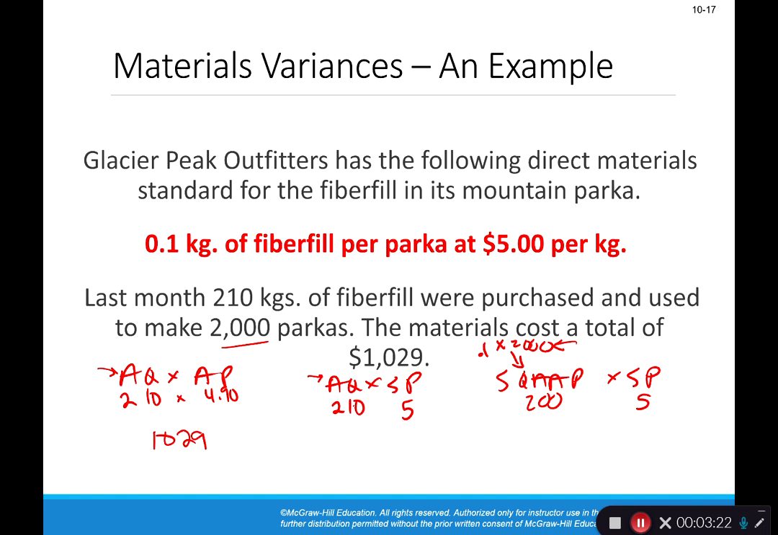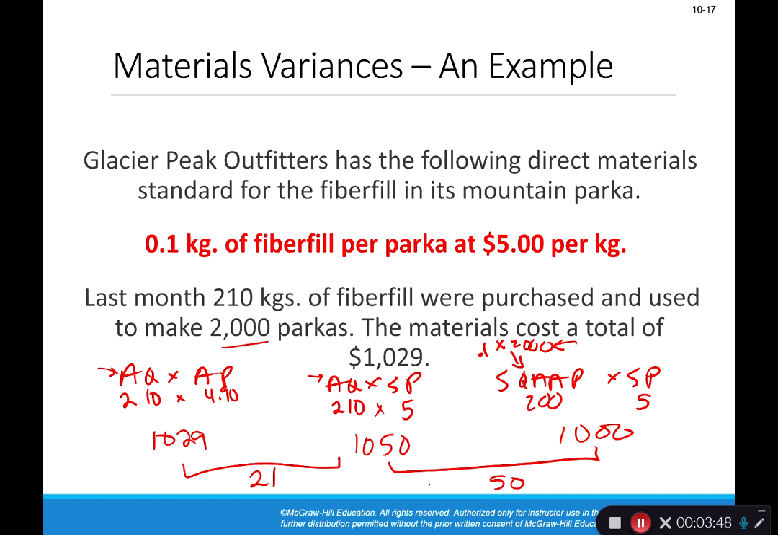So 210 times 5 is my middle column, so that's going to give me 1,050 in the middle, and then 200 times 5 is 1,000 in the third column. And then the difference between the columns is my variance. So the difference here is, I believe, going out on a limb here and using my brain instead of a calculator, 21. And then the difference here is 50.